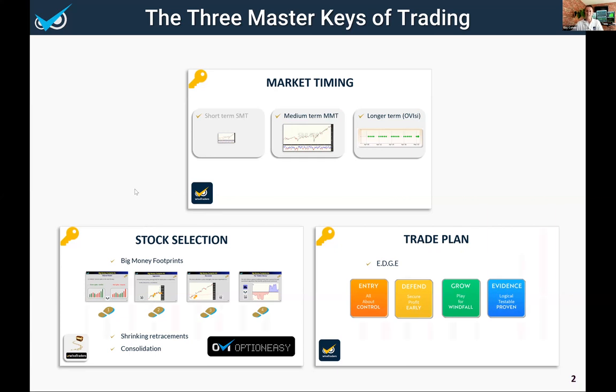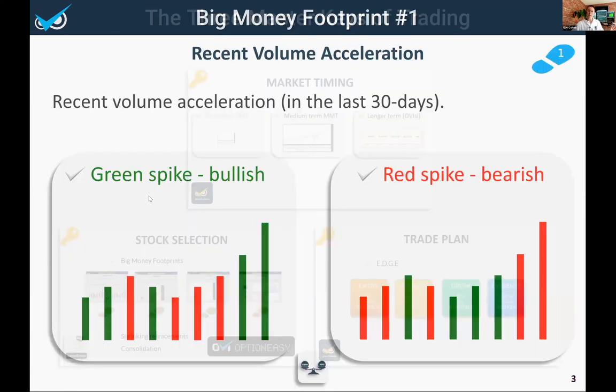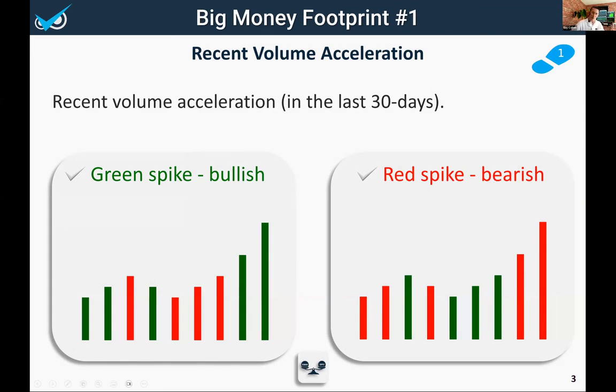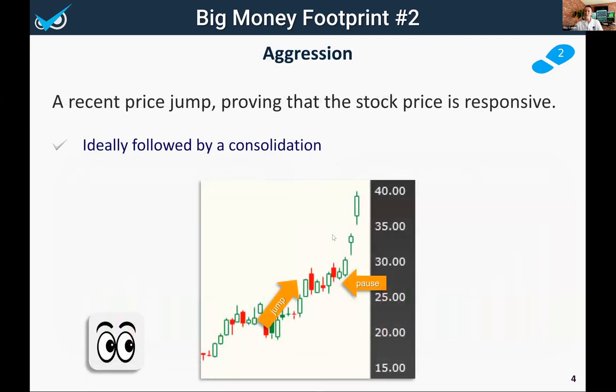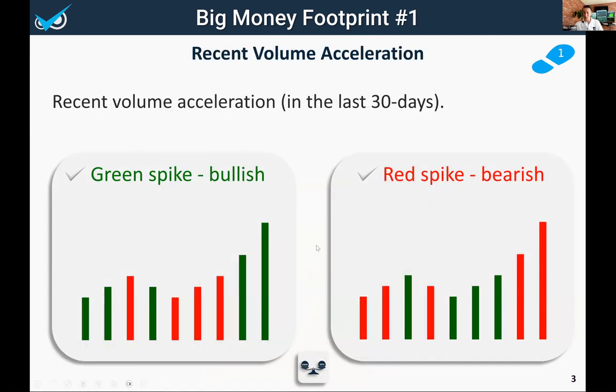Now, obviously, the devil's in the detail. So let's talk about each big money footprint very quickly, and then we'll move on. So the first one's ever so simple. It's just volume acceleration, either with price rising, in which case you see the large spikes in volume in green, or volume increasing on the way down, where you see the large spikes and acceleration of volume in red. I'll give you an example of that later.